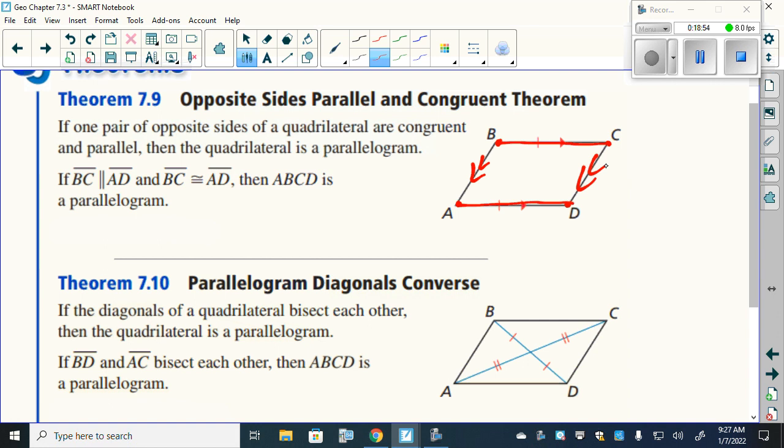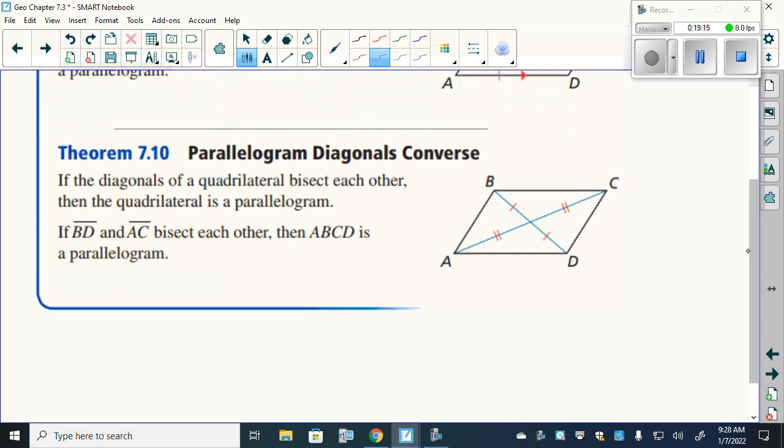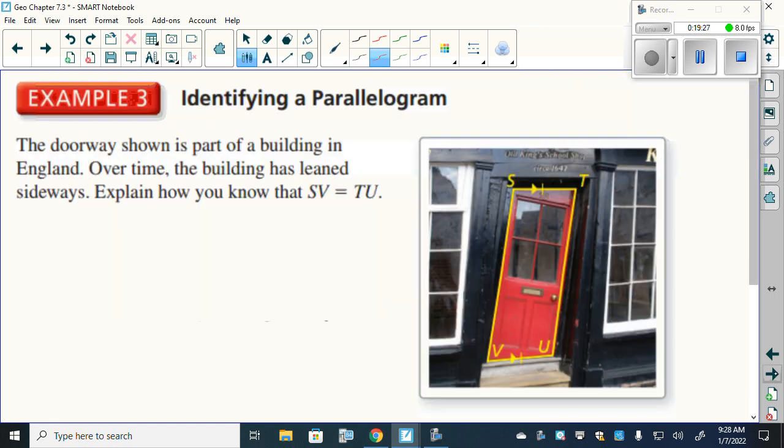So that means that these have to be parallel. And now that we have that, we know that it is a parallelogram, because by definition, a parallelogram is a 4-sided figure with 2 sets of what? Parallel sides. So it is a parallelogram. That's why this works. And the other one, parallelogram diagonals converse: if the diagonals of a quadrilateral bisect each other, then the quadrilateral is a parallelogram. Just the opposite of our diagonal converse.